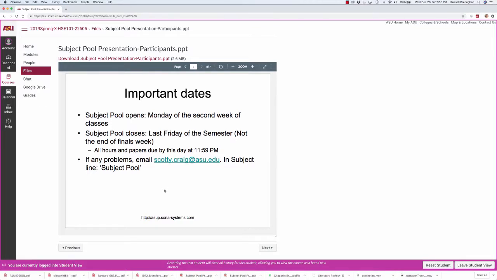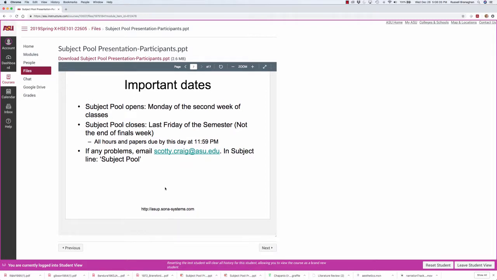Okay, so here are those important dates. The subject pool will open the Monday of the second week of classes, so not this first week, but the Monday following this week. The subject pool will close on the last Friday of the semester. That is the last Friday of classes, not the end of finals week. And all hours and papers must be due by 11:59 at that time. If you have any problems, please email Scotty Craig at scotty.craig@asu.edu, and please include subject pool in the subject line. So hopefully that's helpful and gets you through this research participation, how to go about doing it.